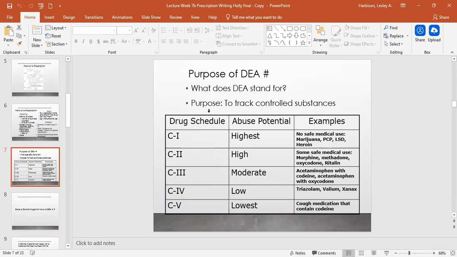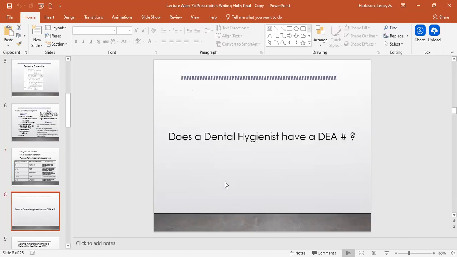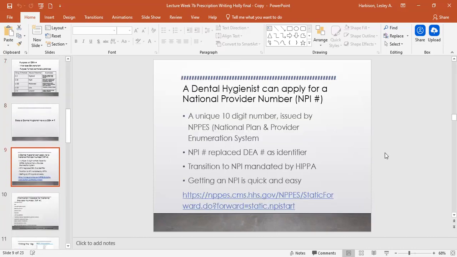So we have the different drug schedules. C1 is the highest. There's the most abuse potential. C2 is high. And then you go down to the lowest, cough medicine, anything that contains codeine. Does a dental hygienist have a DEA number? The answer is no, but we do have an NPI number, and very oftentimes we have to put that if we write a prescription.